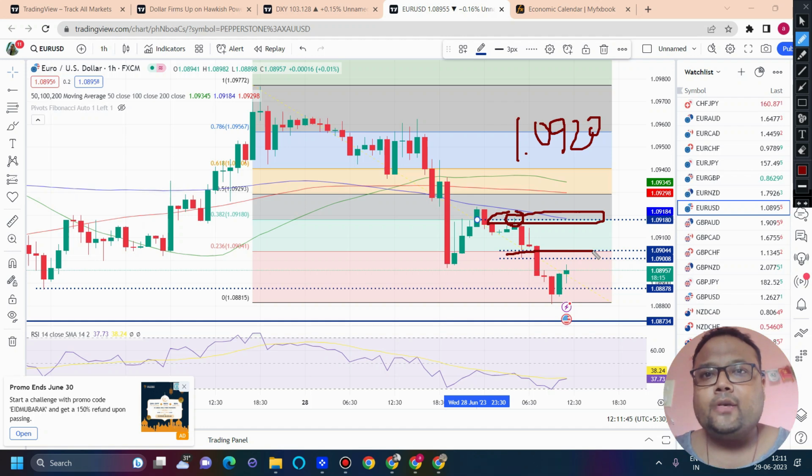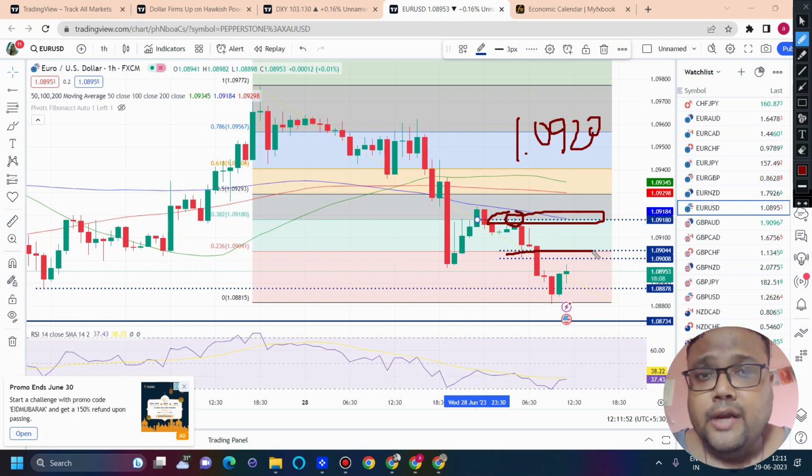So let's wait and watch and try to trade from level to level only. If market reverses from the resistances according to our expectation, then only hit on the sell button. Whatever you do, follow proper risk management.